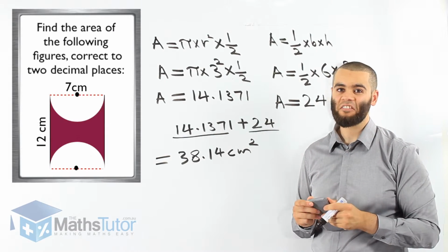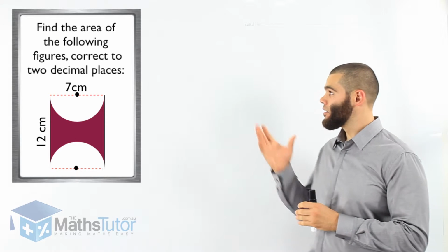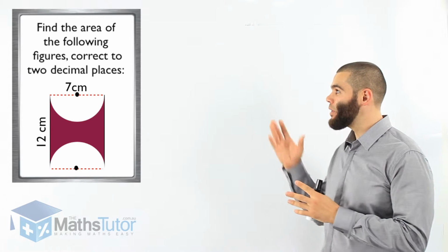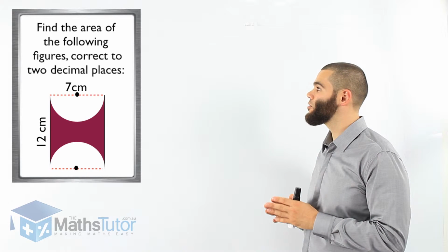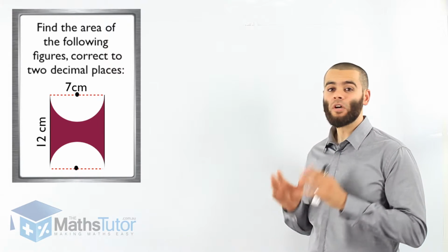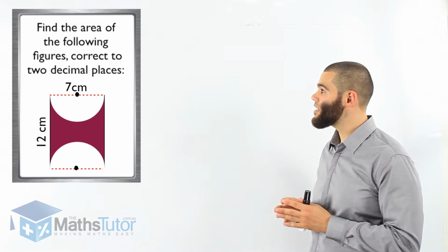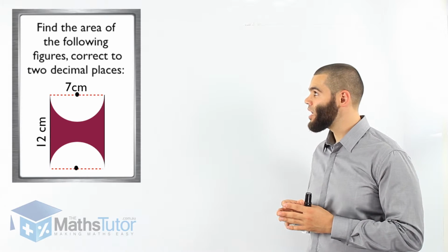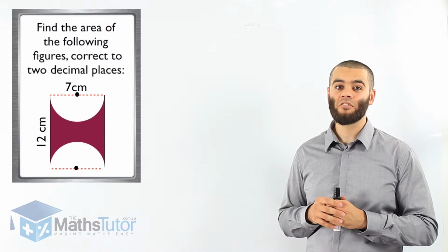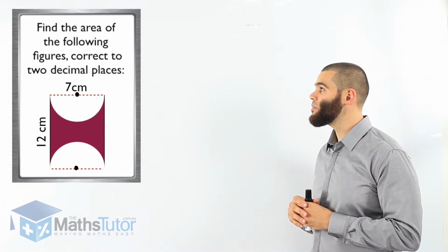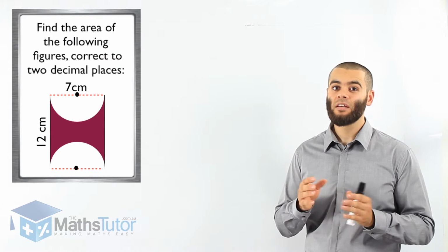Let's do another example. Okay, the next example. Look at this one carefully. It looks like a funny shape, but we would like to find the area of the red shaded region inside. If we look carefully, we can tell that it is actually a rectangle, 12 centimeters long and 7 centimeters wide. However, 2 semicircles have been cut out. A semicircle on top has been cut out, and a semicircle on the bottom has been cut out.